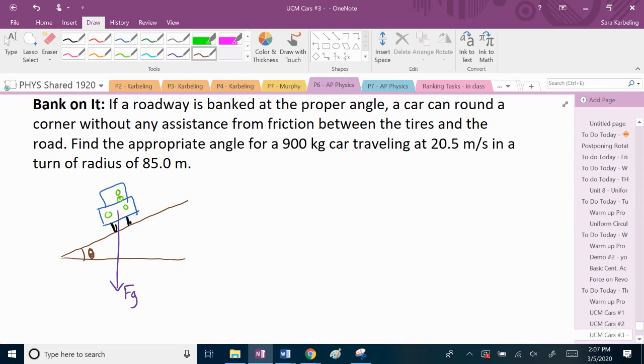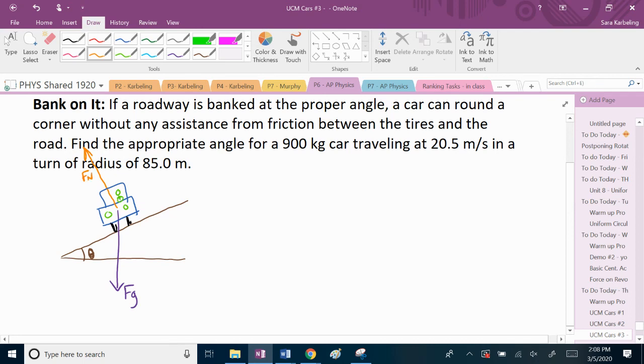What is it? I heard somebody whisper it. What'd you say, Lucy? FN, she says. Yes, indeed, FN is acting. Which way does FN act? Perpendicular, right? Normal means perpendicular to the surface. So it's going to come up like this. Okay, here's my FN.